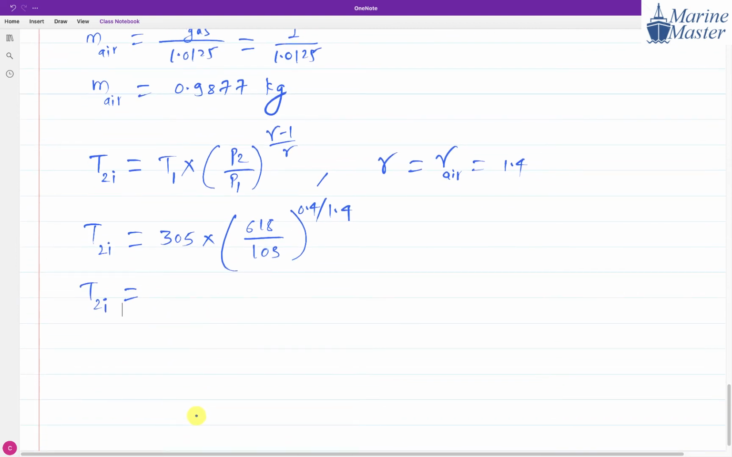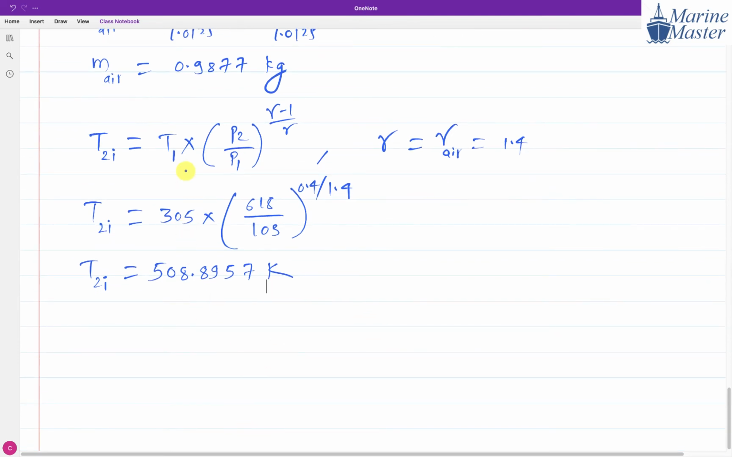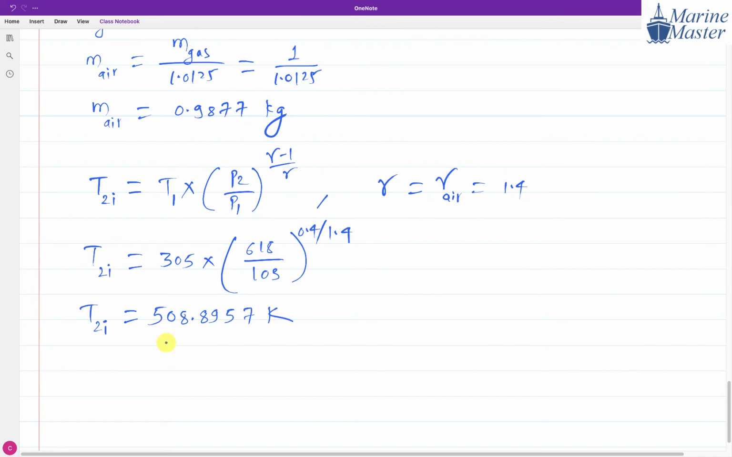So 305 times the bracket 618 divided by 103 raised to the power 0.4 divided by 1.4. Always do the calculation with me, guys. So 508.8957 Kelvin. So we got the value of T2I. Before going further, please everyone write down this discussion up to T2I.